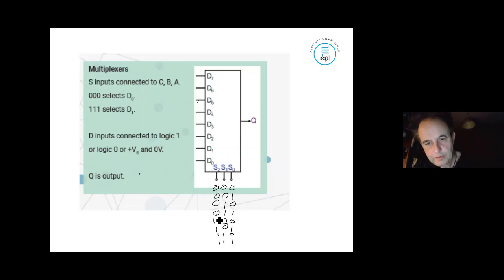One, two, three, four, five, six, seven. So I've got eight combinations. The first line will always pick data 0. Next one will pick data 1 and so on, and the last one will pick up data 7. So for example, the third one will pick up data 2. If I put in 0, 1, 0, that will give whatever is connected to the D2 line. So you're selecting the data line by using logic on the bottom.